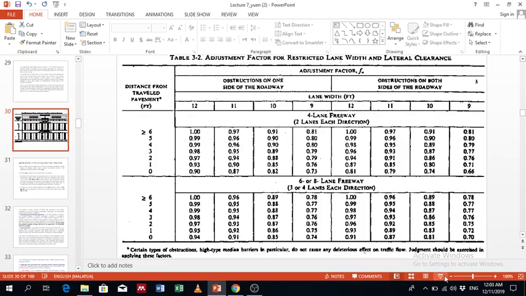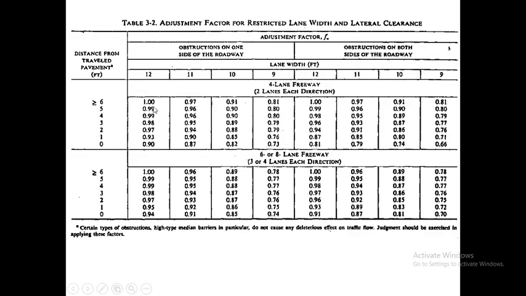Okay. Adjustment for the lane. So they give you that you don't have any shoulder, so the shoulder is 0. And they also mentioned that the situation is on both sides, so you have to come to this part. And the lane width is 11.